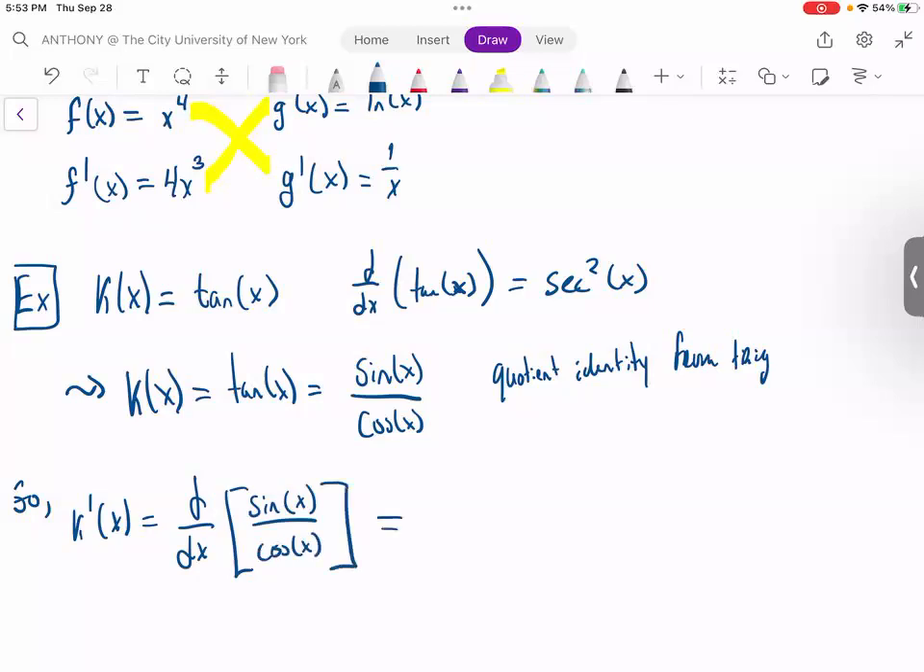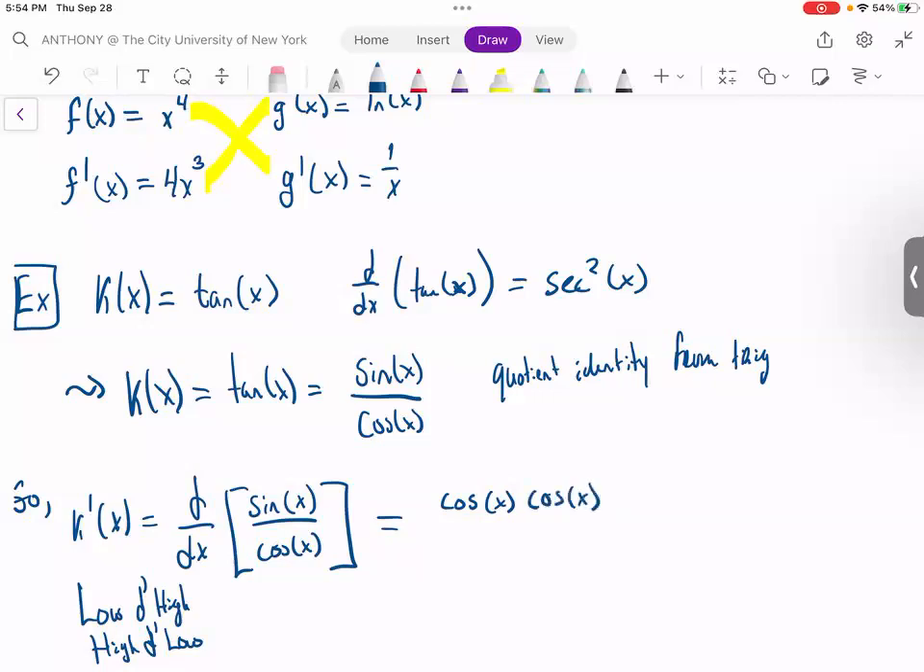What was the saying? There you go. Low D high, high D low. All right. So the low is cosine of x. Now, the D high is the derivative of sine of x. What is our derivative of sine? Just cosine of x.